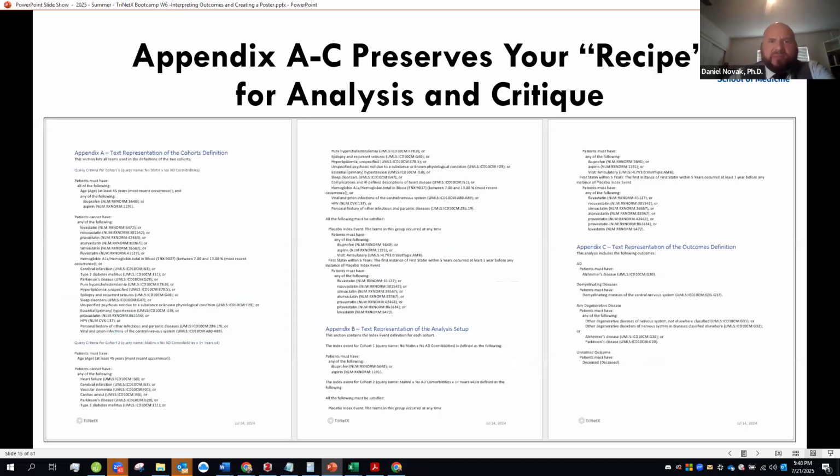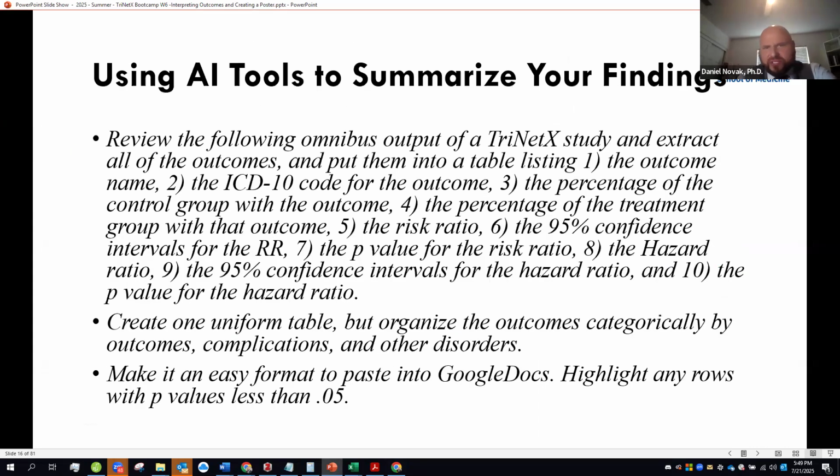It also gives you your appendix A through C, which you can submit as digital appendices to your articles as well, because it includes all of the information. Again, it's got your text representation of the cohort definition, text representation of the analysis setup, and text representation of the outcomes definition. And if you have all of these things, you can basically rebuild just about anybody's cohort with a little bit of effort. So it preserves that for you, and so you can share that to other folks. So that's a little bit about the Word output, or the different output versions.